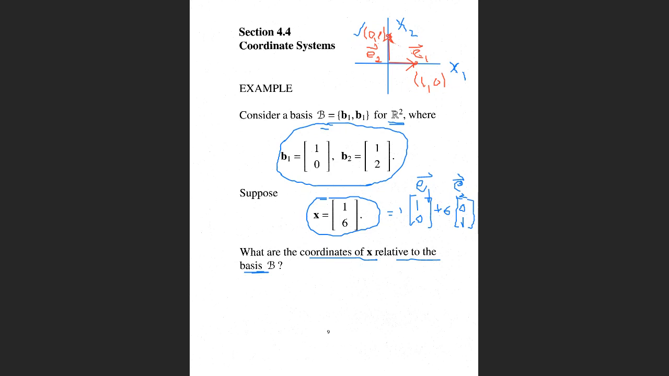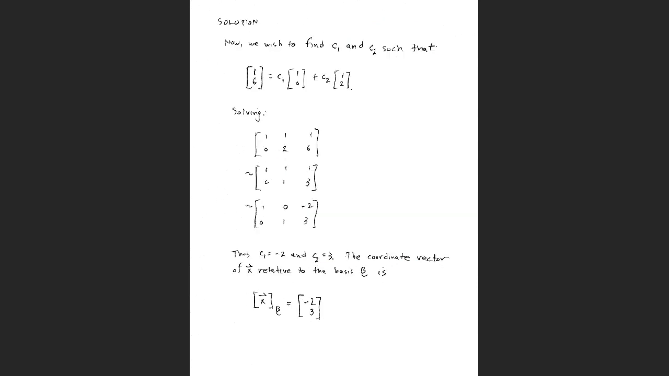So what we have to do is find C1 and C2 such that 1, 6 equals C1 times the B1 vector plus C2 times the B2 vector.